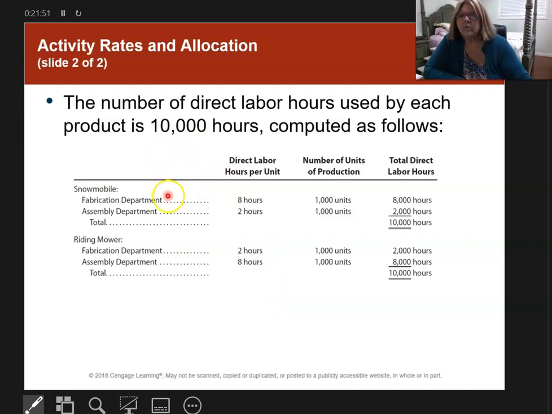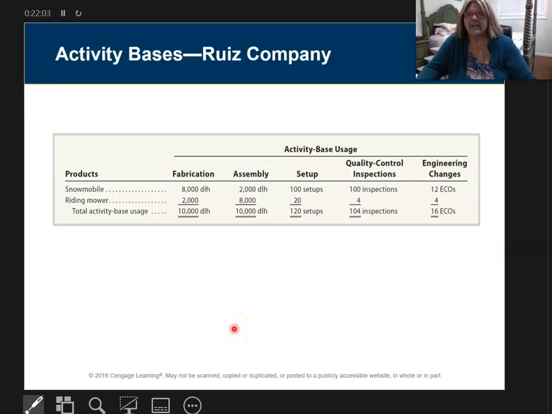If you remember, each of the items had direct labor hours of 10,000 hours. This was the information we had before for the fabrication department when we did multiple production departments. Okay, let's get started. This is more of a math problem, guys. You're going to total, for all products, the total of all the activities' base usage. For fabrication, we're looking at 10,000 direct labor hours, DLH. Assembly, we're looking at 10,000 direct labor hours. We got this information in the last video. My setups are 120 setups. QC is 104 inspections and 16 ECOs.